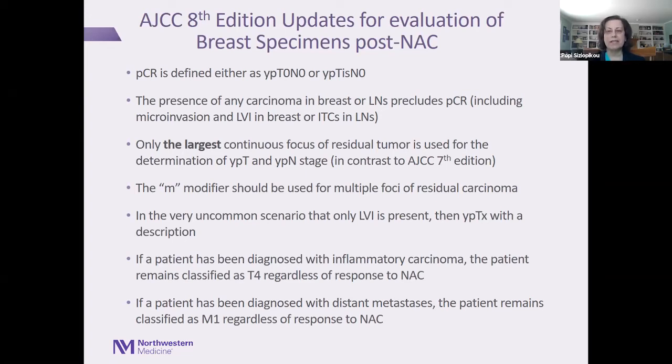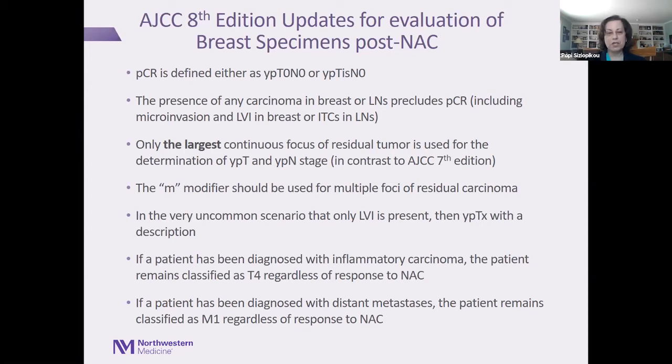In contrast to the AJCC 7th edition, only the largest continuous focus of residual tumor is used for the determination of the ypT and the ypN stage. Intervening foci of treatment-related changes or necrosis, according to these guidelines, should not be included in those measurements. We use the m modifier to signify the presence of multiple foci of residual carcinoma. And in the uncommon scenario that only LVI is present, then the guidelines recommend to use the prefix ypTX with some kind of note explaining the situation.